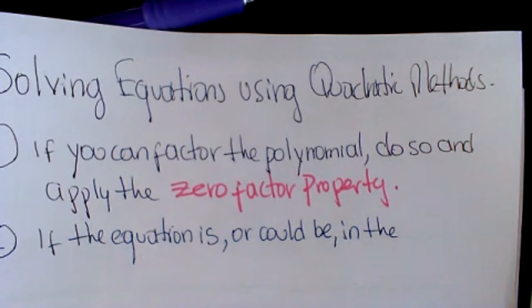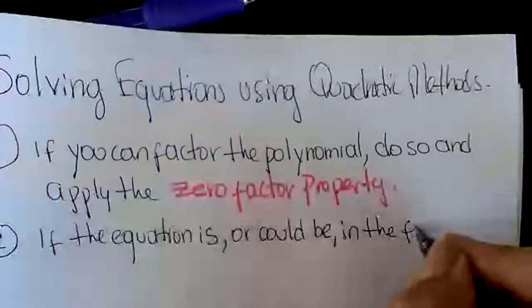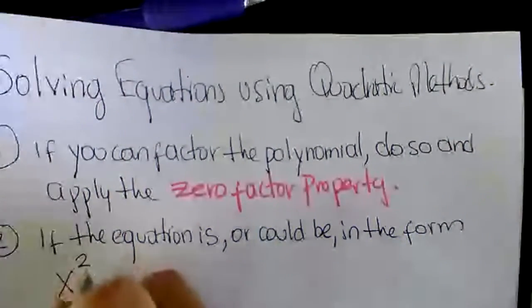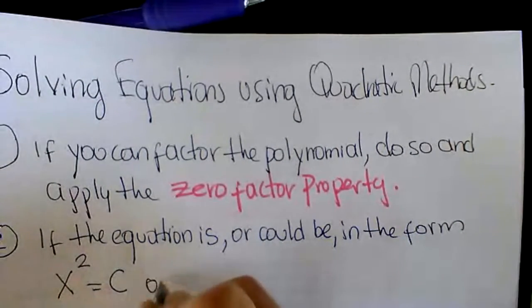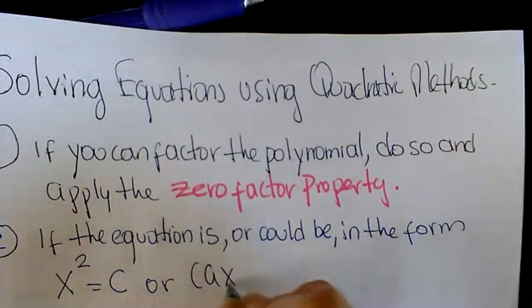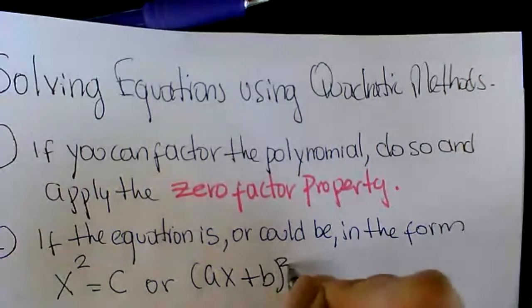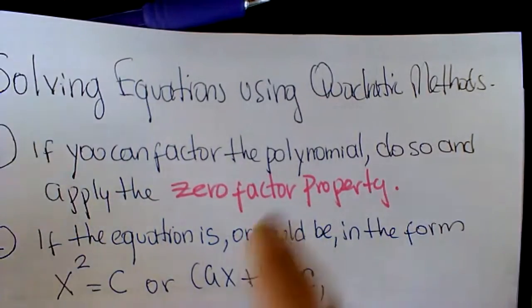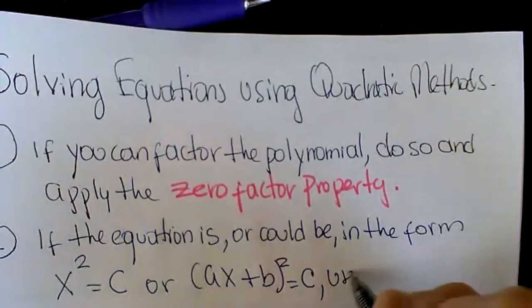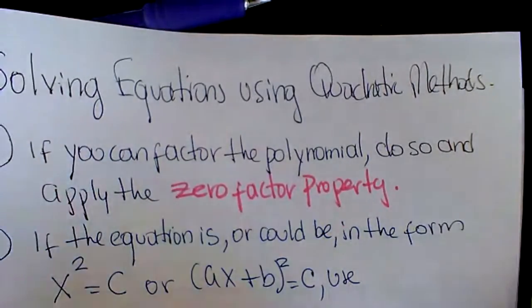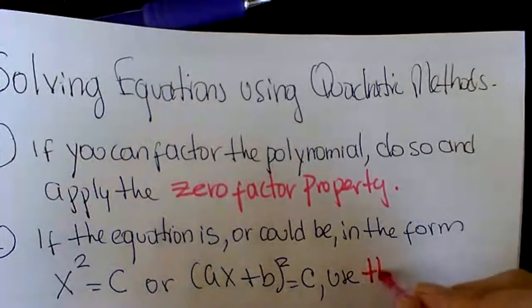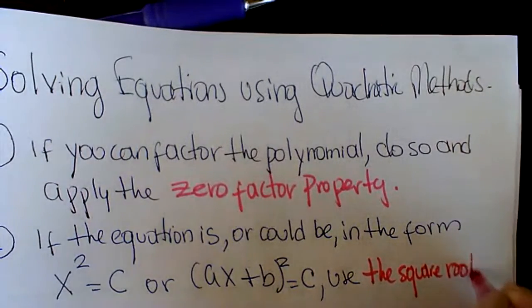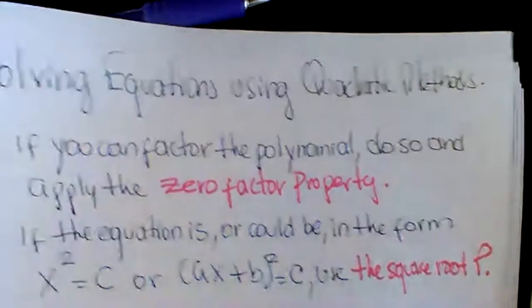The equation is or could be in the form. So what do we use? We use the square root property.